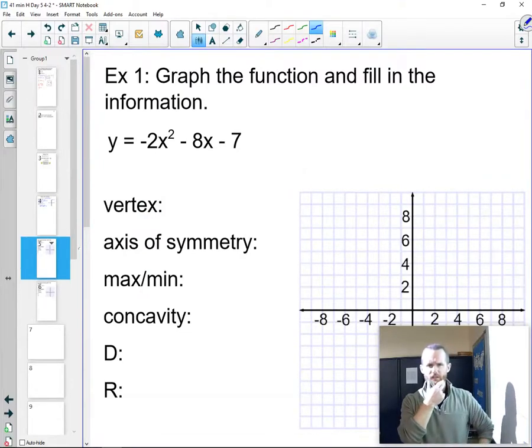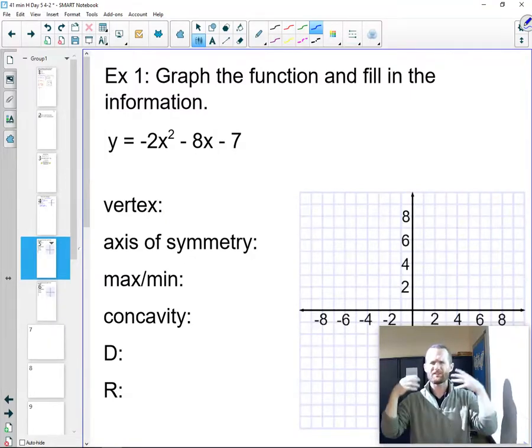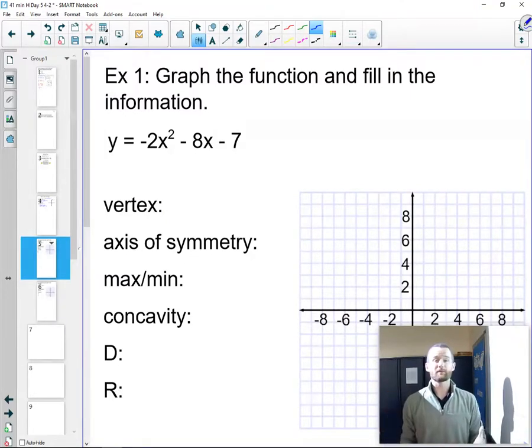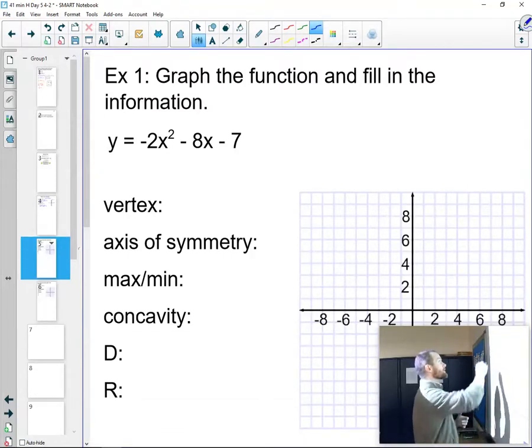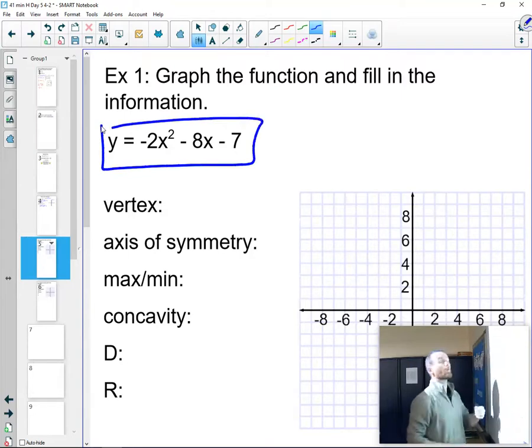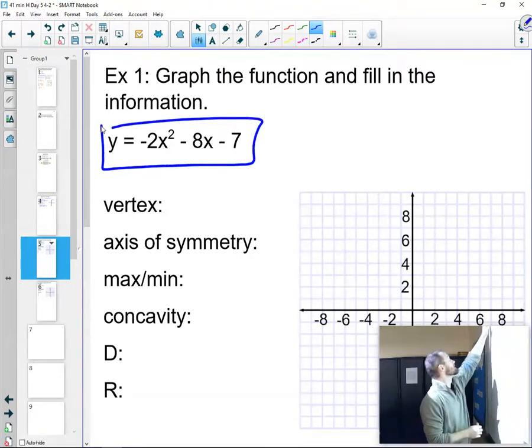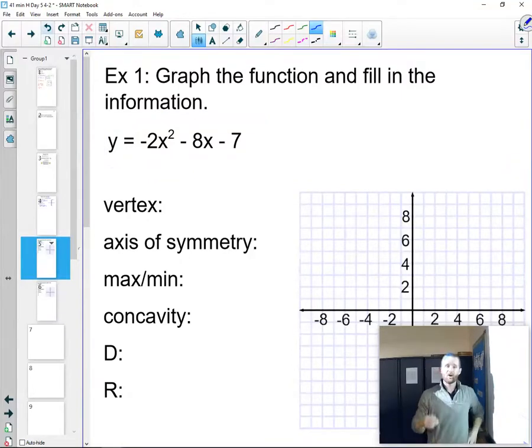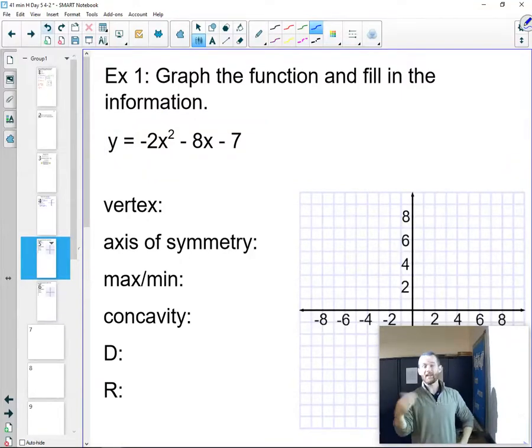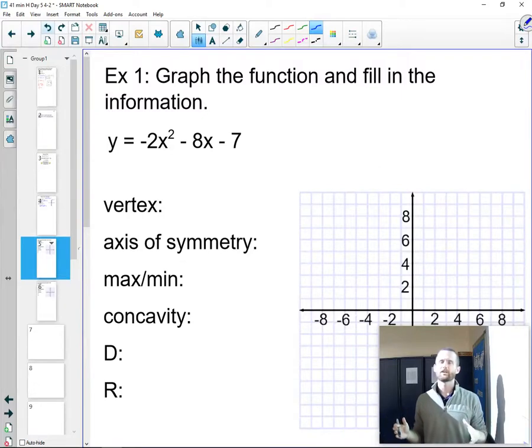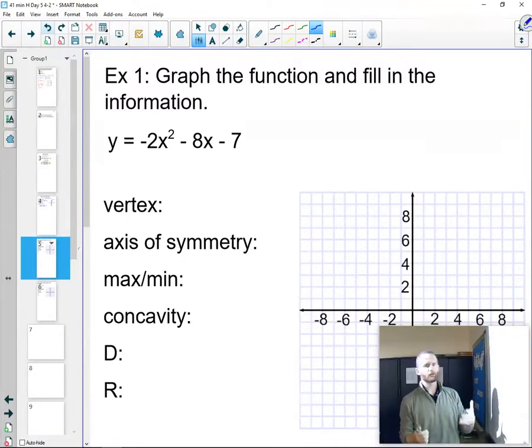It says graph a function and fill in the information. Now, if you were looking at this and getting some deja vu, I wouldn't blame you, because a lot of this looks exactly the same as what we did in 4-1. The only difference is now what we have is written in standard form, not vertex form. Now, there are ways to go from standard form to vertex form and then graph it, but I think that's more trouble than it's worth. I think it's better to just be able to deal with the standard form and graph it.